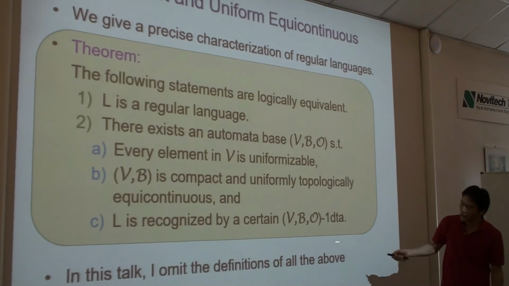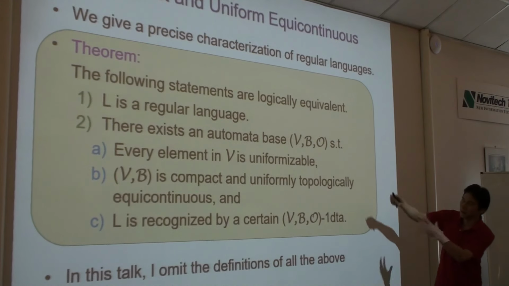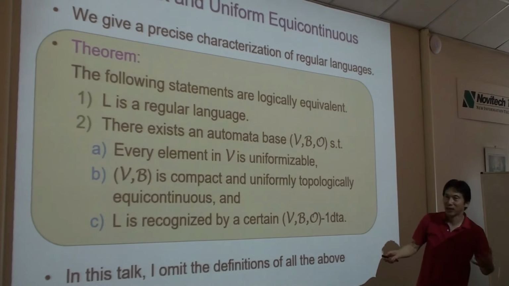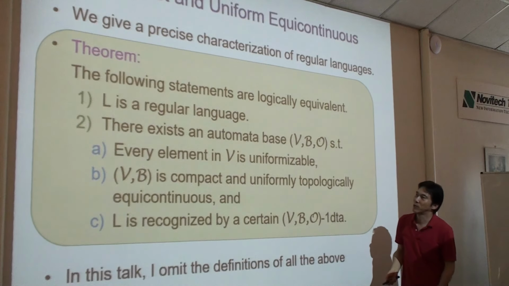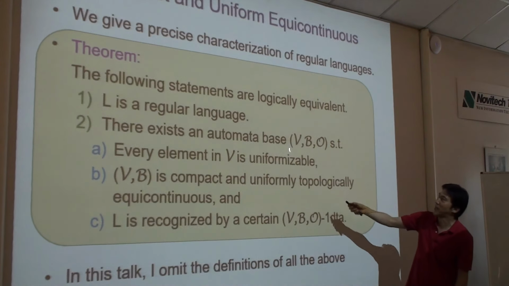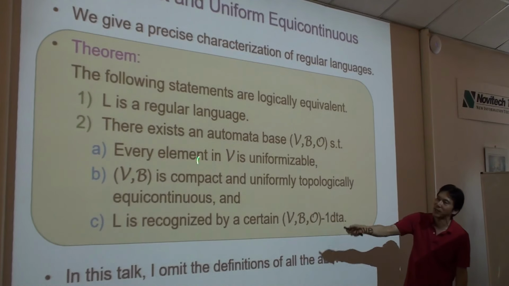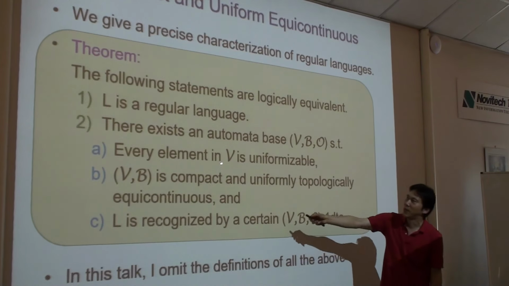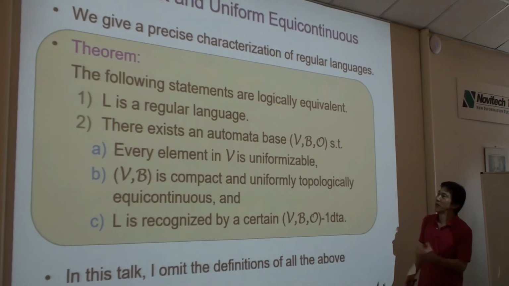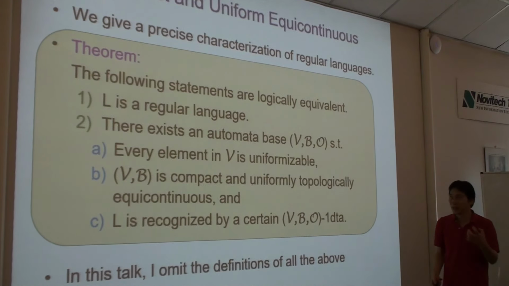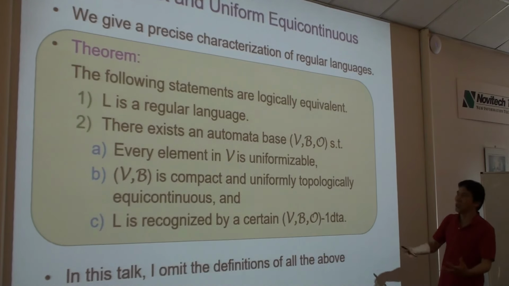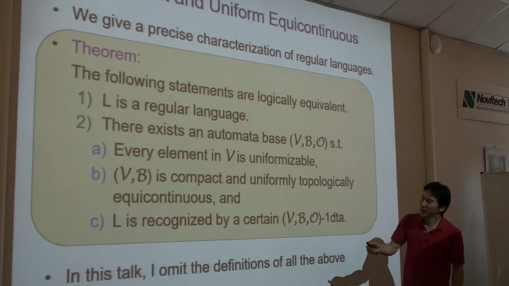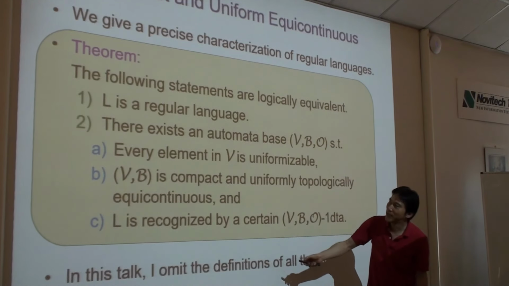I omit the whole definition that's come up in the yellow box, but you can take a look at the proceedings. So the regular language is completely characterized by an automata base that satisfies the ABC three conditions. Every element is uniformizable, so sort of the uniform notion. We can introduce a uniform notion, and so this pair is actually compact.